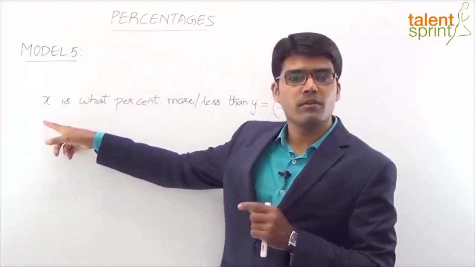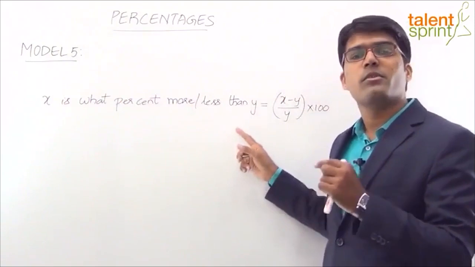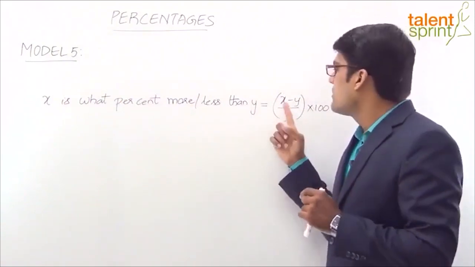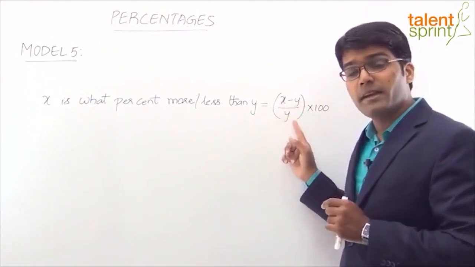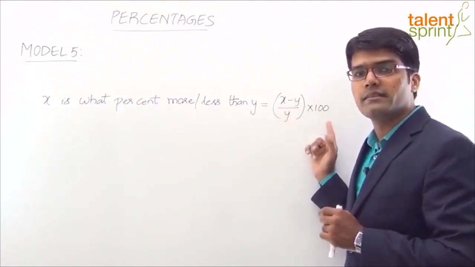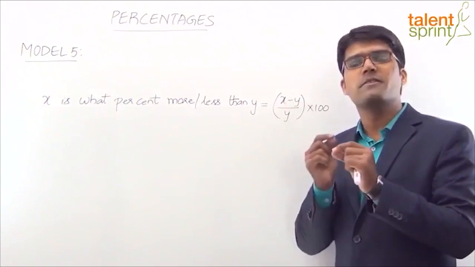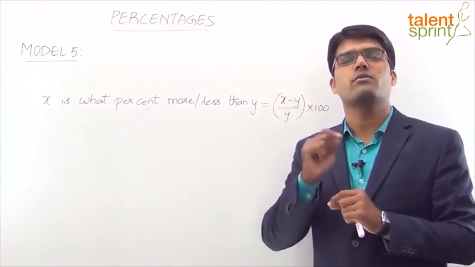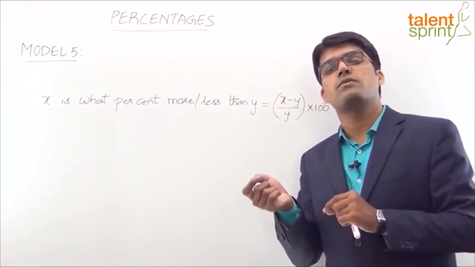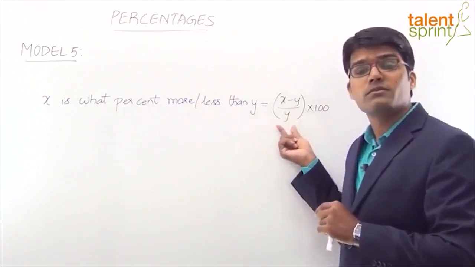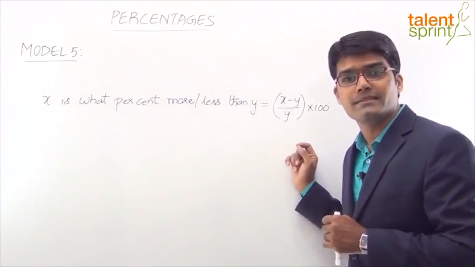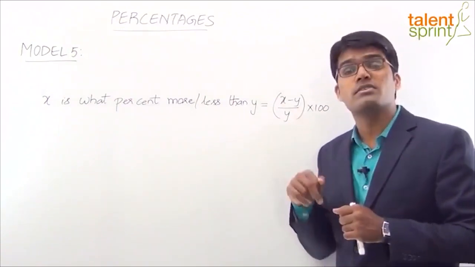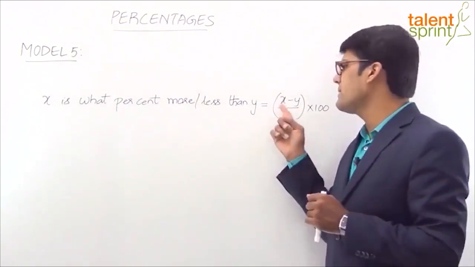So x is the profit of 15 and y is the profit of the year 14. What do we do? Profit in 2015 minus the profit of 2014 divided by profit of 2014 into 100. So basically the numerator is the difference of the two values, x minus y, profit of 2015 minus profit of 2014 divided by profit of 2014 into 100. Just simplify this and you get the required answer. Remember that the answer can be positive or negative, right? It all depends on the difference here.